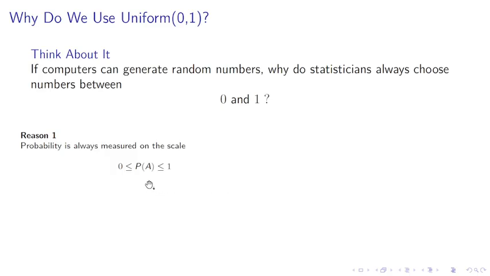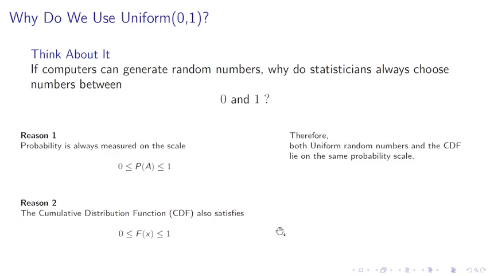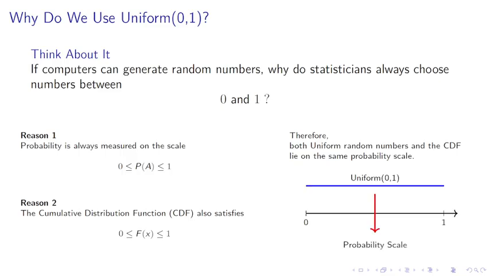The probability of an event lies between 0 and 1, and the reason is the cumulative distribution function, or simply the distribution function of a random variable, also satisfies 0 ≤ F(x) ≤ 1, where capital F(x) is equal to the probability of X less than or equal to small x. Therefore, both uniform random numbers and cumulative distribution functions lie on the same probability scale.